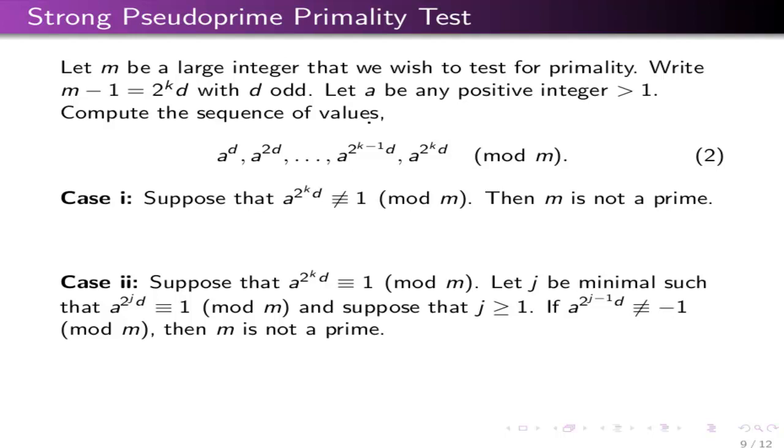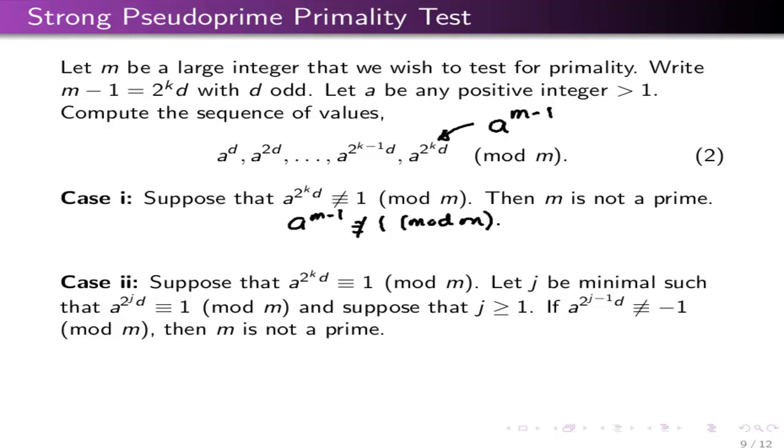And I compute the sequence of values a to the d, a to the 2d, a to the 4d, all the way up to a to the 2 to the k times d. So this final value is a to the m minus 1 power. There are 3 cases to consider. Suppose that a to the 2 to the k times d is not 1. So this means that a to the m minus 1 power is not congruent to 1 mod m.